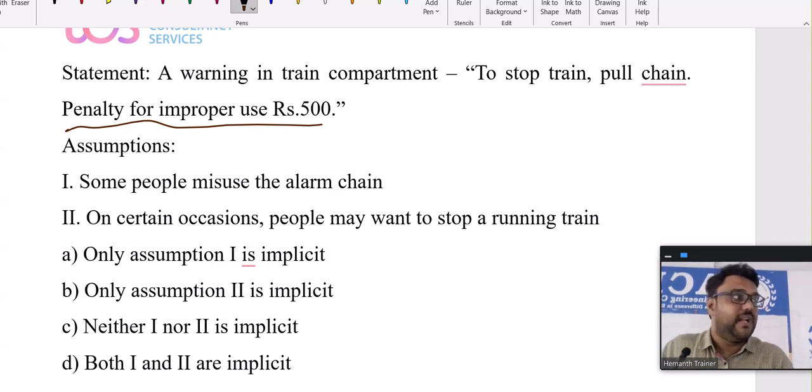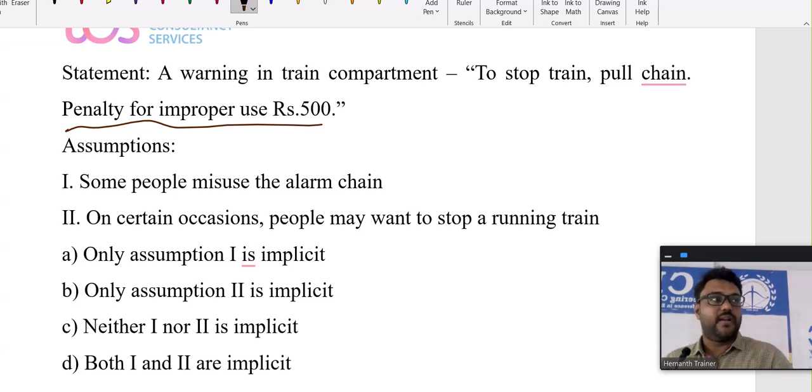That's why they're given that statement. If they don't misuse it, why would that statement be there, right? So in statements and assumptions, the person who is giving that statement is an intelligent, proper person, not misusing things. We should think on the positive side. That guy has given it because yes, some people misuse it. So that's why they clearly mention improper usage.